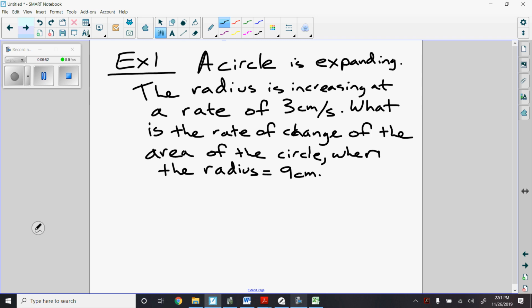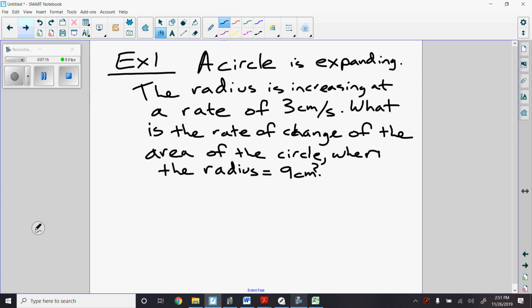Okay, so here's the question. You want to pause the video quick to make sure you copy that question down into your notes. Here we have a circle that is expanding. The radius is increasing at a rate of 3 centimeters per second. What is the rate of change of the area of the circle when the radius equals 9 centimeters?